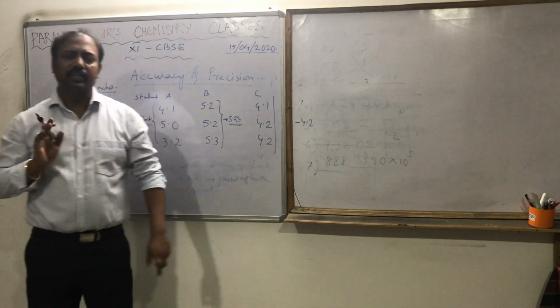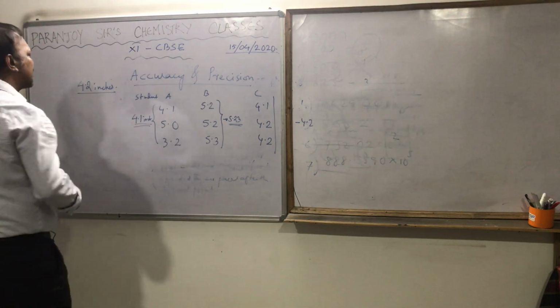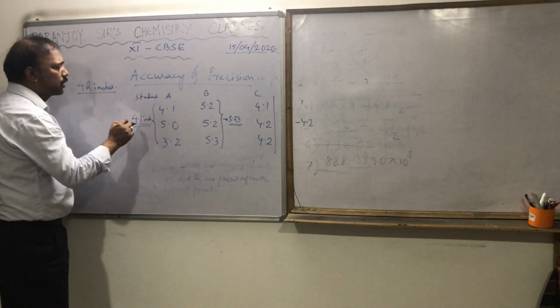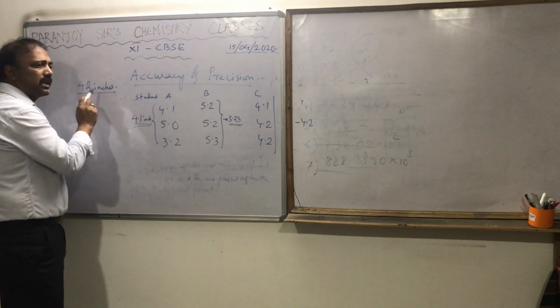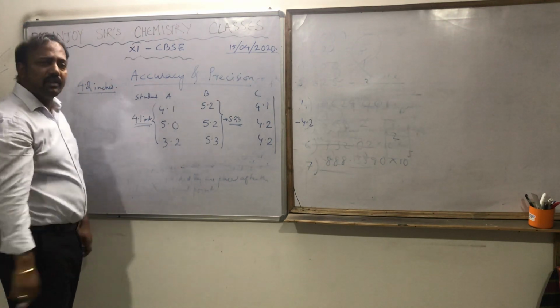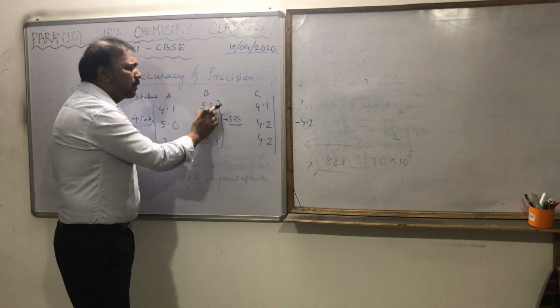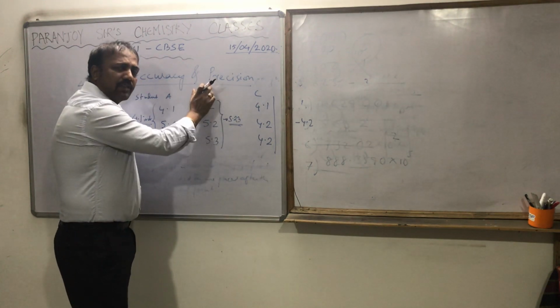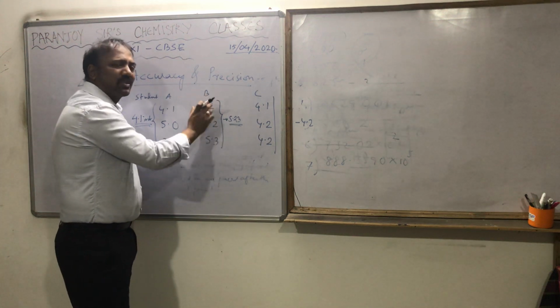You understood what is accuracy, what is precision? So what is accuracy? Accuracy is closeness to the actual value. How much close the value is to the actual value is the accuracy. Clear? And what is precision? Precision is how much close the experimental values are. If the experimental values are close to each other, he is precise.